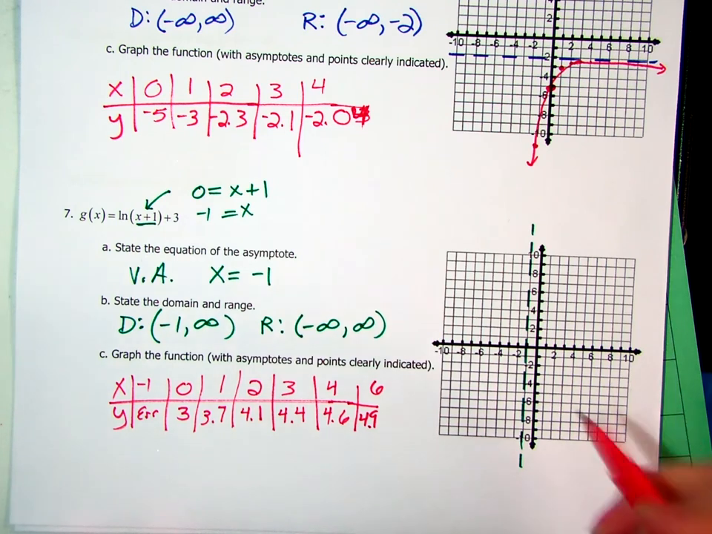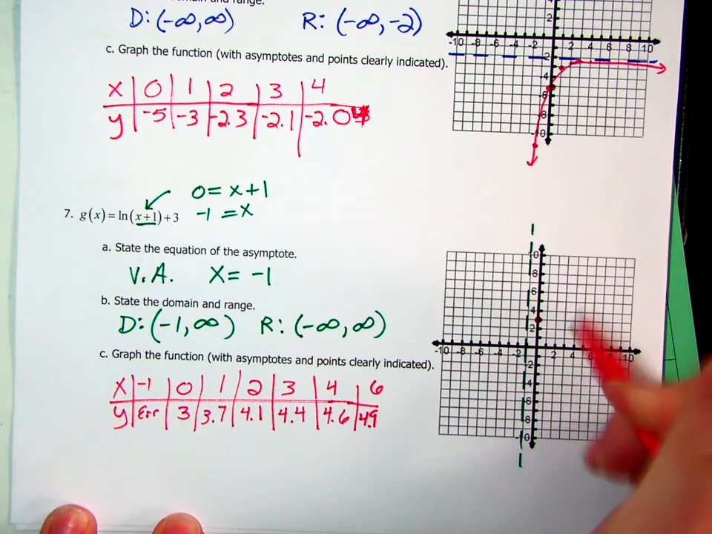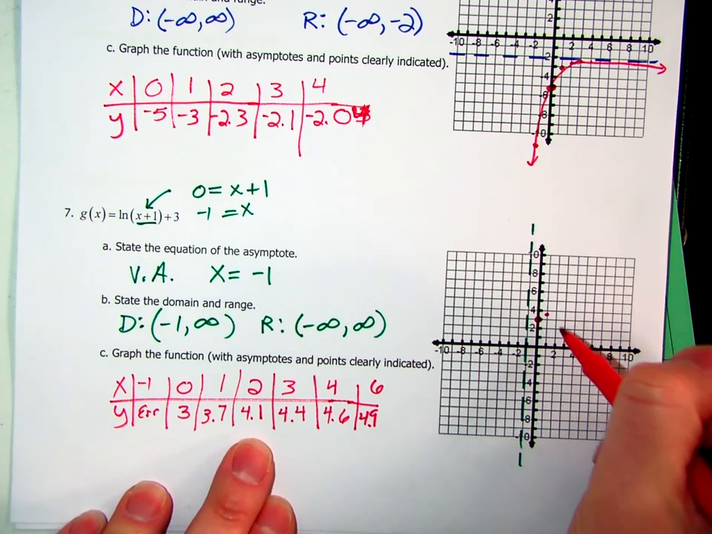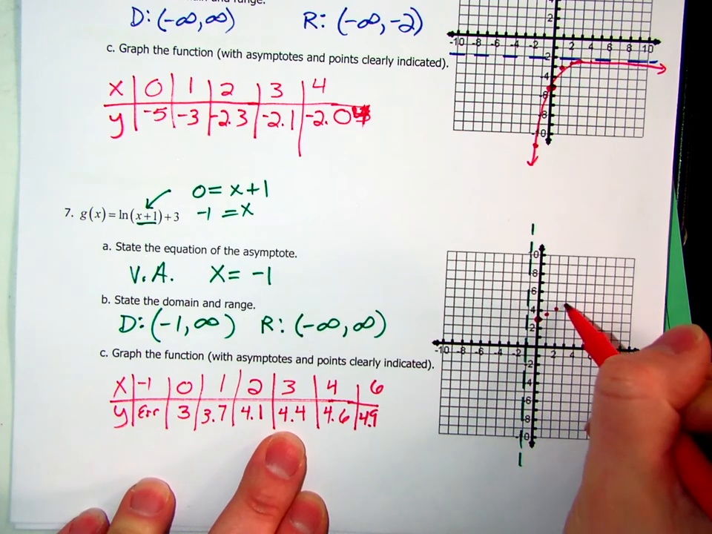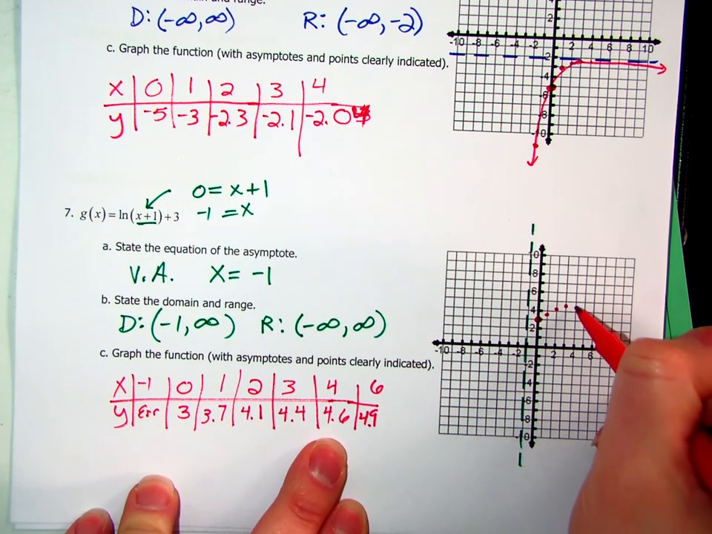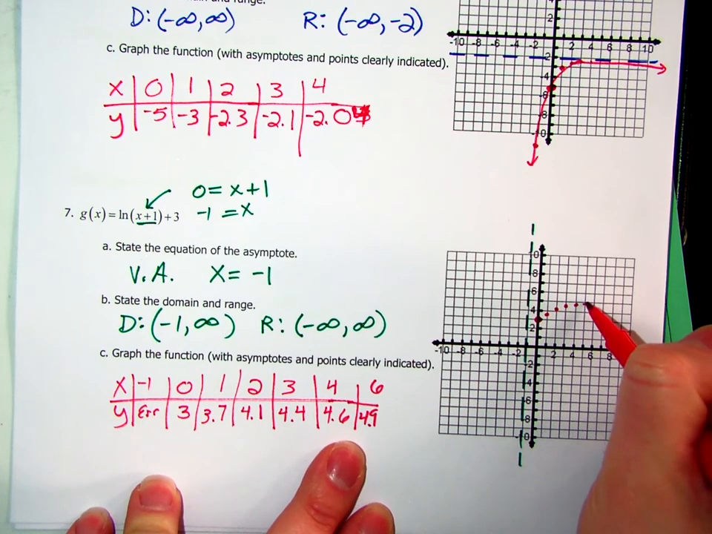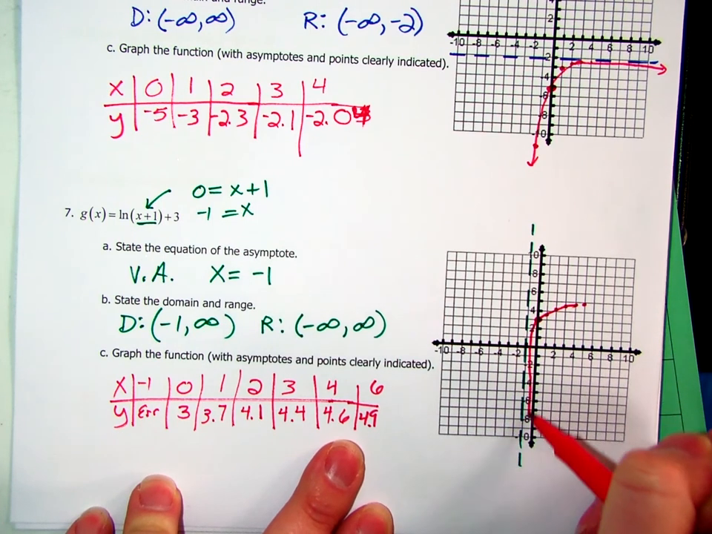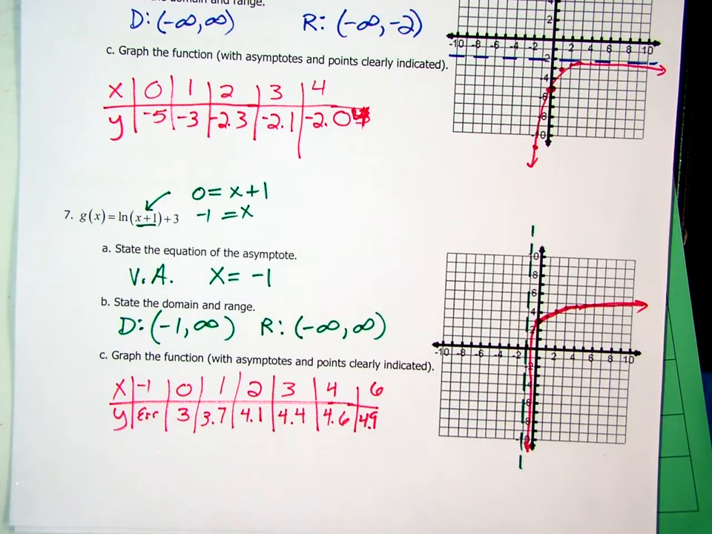So we have the error at -1, so at 0 we had a positive 3, 1, 2, 3, 1 and 3.7, 2 and a little bit above 4, 3 and about halfway between 4 and 5, 4 and a little bit higher than that, 6 and a little bit higher, but still not to the 5. So remember, again, it should never touch that, and then we keep going in this direction gradually.